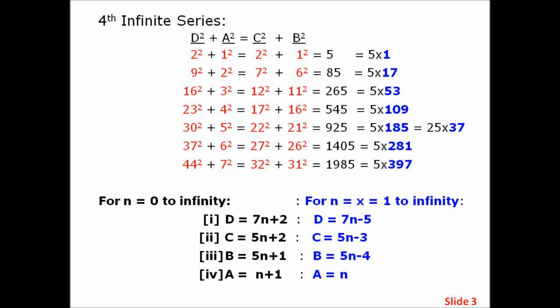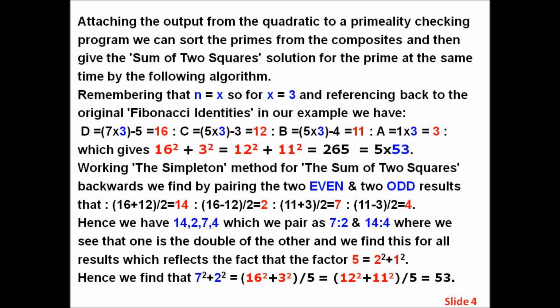When fed into a regression program, it spat out the quadratic equation of interest, f of x equals 10x squared minus 14x plus 5. The linear equations for the roots of the sums of two squares were revised as shown by the blue bold font, so that a n equaled the x input for the quadratic equation. Attaching the output from the quadratic to a primality checking program, we can sort the primes from the composites and then give the sum of two squares solution for the prime at the same time by the following algorithm.